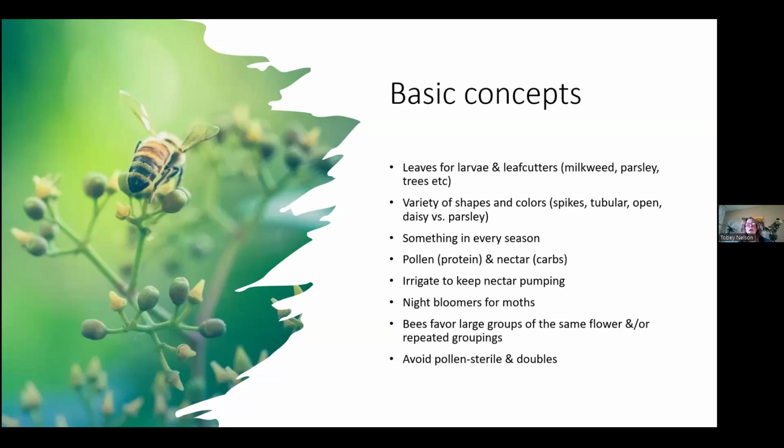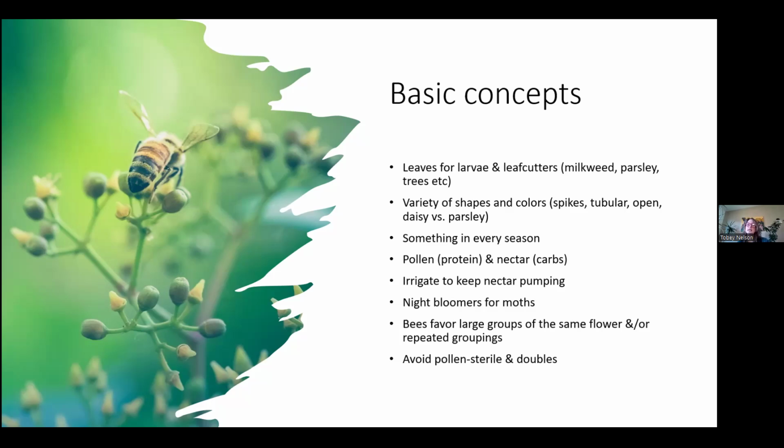And so I guess I should back it up and say insects eat leaves, and then they need pollen and nectar. And so pollen is the protein and nectar is the carb, it's the sugar. And so most insects need both of those. I think that the birds, the hummingbirds, and those things, they get their protein from other insects, not so much pollen, but they definitely use the carbohydrate of the nectar. So that's just something to know.